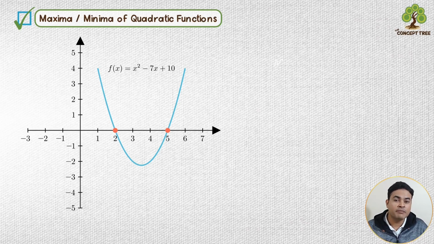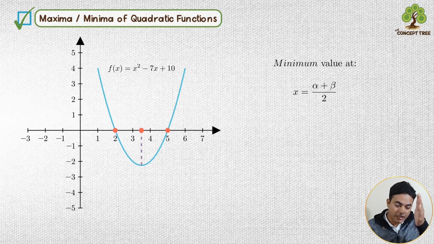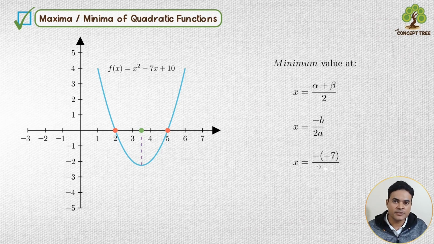Now, if I have to calculate the minimum value of this graph, the point at which the graph is attaining its minimum value, we are going to find the value of x where the graph attains its minimum value. We can see that it is exactly between the two given roots, alpha plus beta by 2. That should give us the value of x where the graph attains its minimum value. We can also use a formula which is minus b by 2a. So if we substitute the values of b and a, we get a value of 3.5. So at 3.5, the graph attains its minimum value.